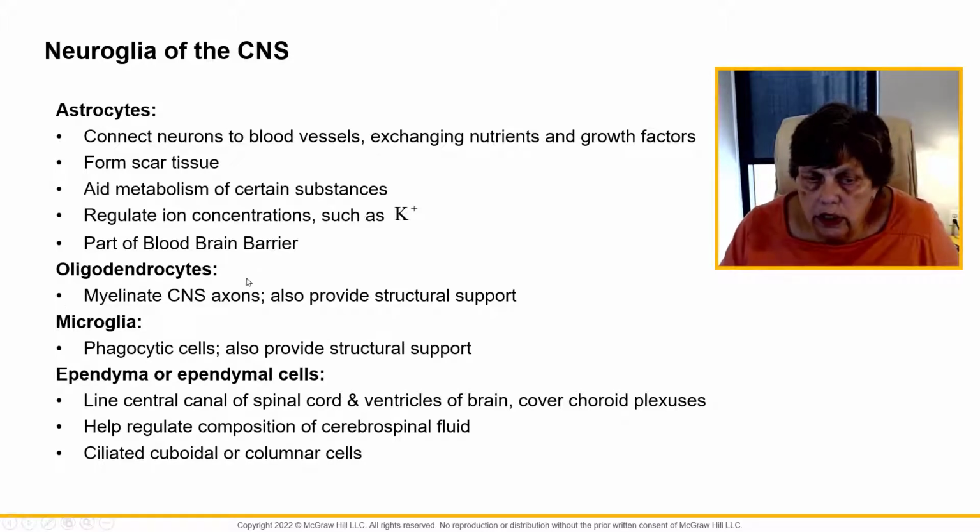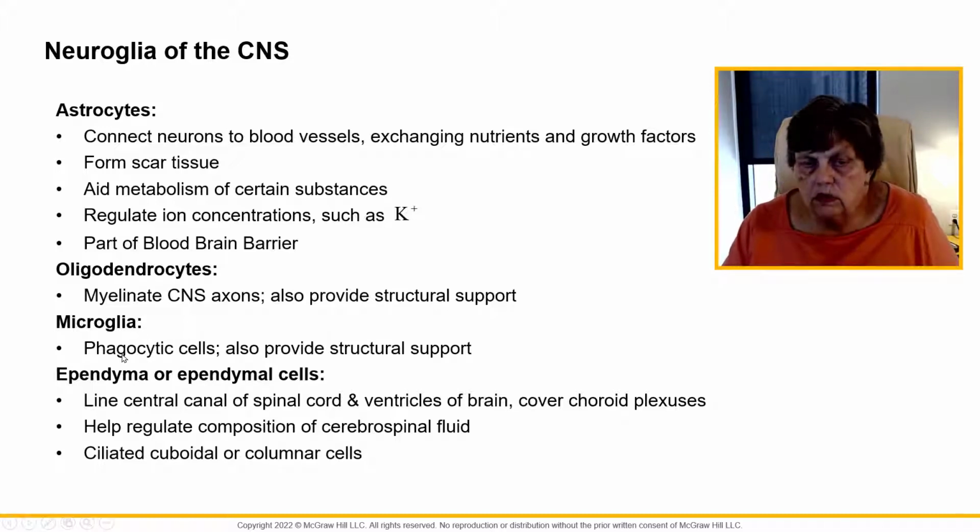Then you have your oligodendrocytes. Again, the myelinated central nervous system axons. This is going to provide support. You have microglia. These are phagocytic cells. These are going to pick up debris.